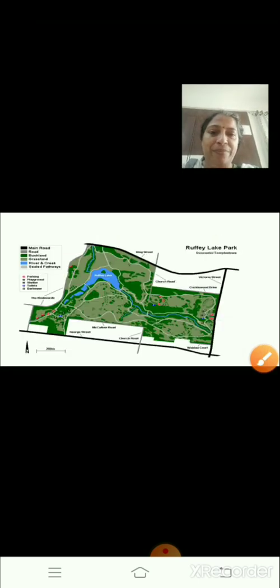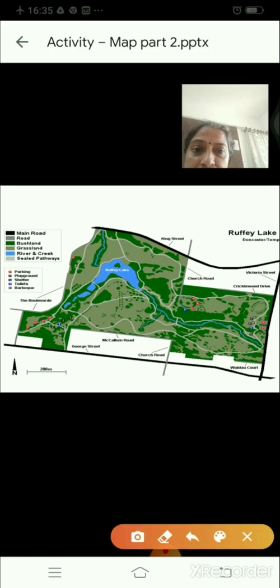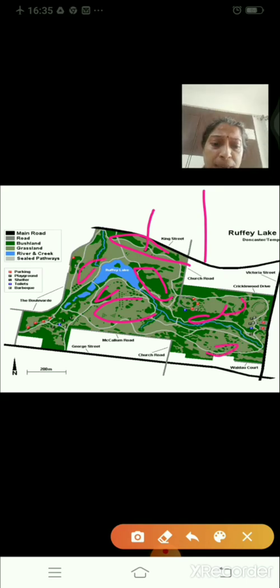Okay. Now just look at this map. This is a map of Ruffey Lake Park. In this, just look at the map. In this, there are main roads. These are main roads. These are roads, and these are bushlands. All these are bushlands, and here you can see grassland. Okay, everywhere you can see grassland.